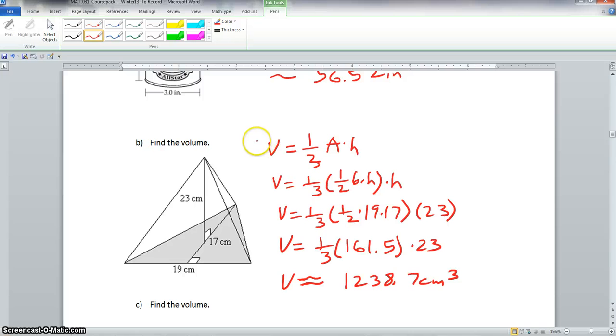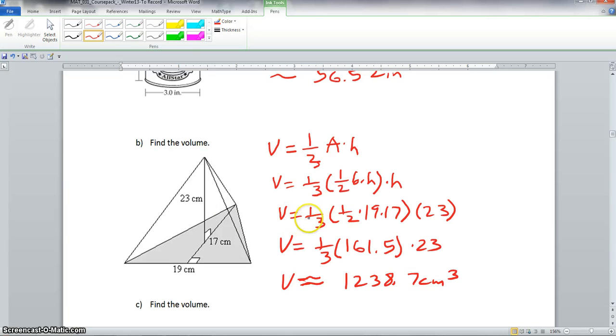Now we scroll down to B. We have the volume. It's the volume of 1/3 of the area times height. Now the volume is equal to 1/3. We're taking the area of the triangle in the figure. So we'll have 1/2 of base times height. Now if you look down here, here's your triangle. This is your base and this is your height.